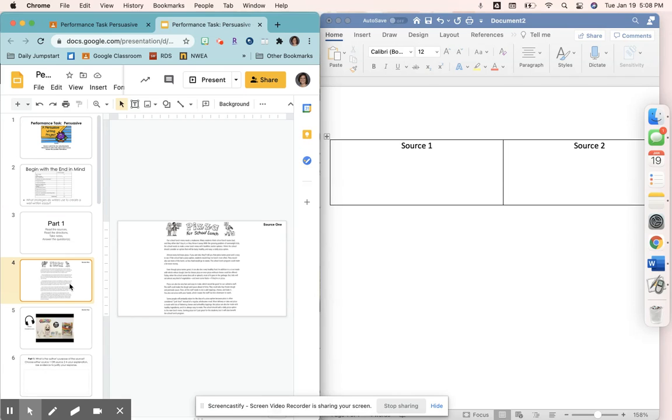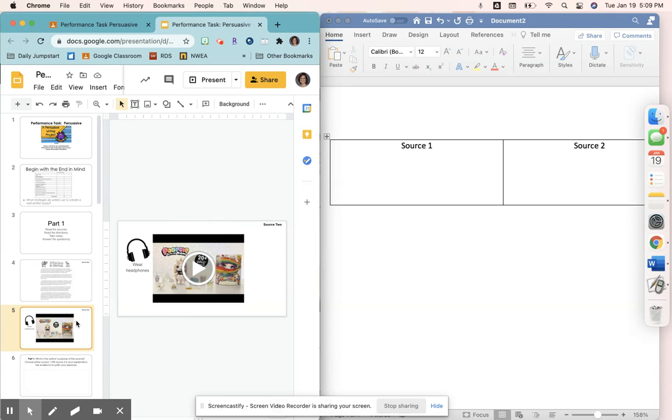I see that source number 1 says pizza for school lunch. So I bet source number 1 is going to be convincing or persuading someone to have pizza for school lunch. Source number 2 is actually an advertisement about Poopsie, a toy. They are convincing or persuading the buyer to purchase this toy. Your job is going to be to take notes on source 1 and source 2.